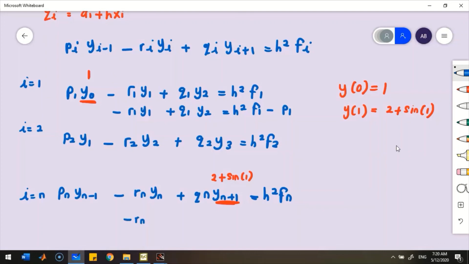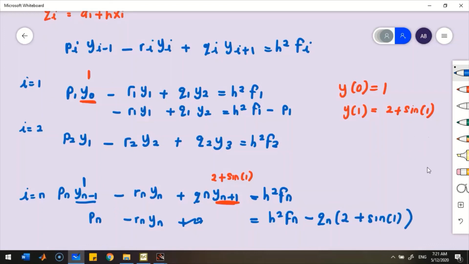And this term here will be negative Rn yn plus Pn yn minus 1, where yn minus 1 is my initial, this is 1. So we have Pn minus Rn yn equals h squared fn minus Qn times this whole thing, 2 plus sine 1. So roughly you know how your system will look.